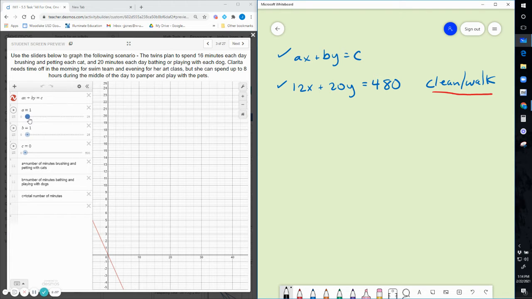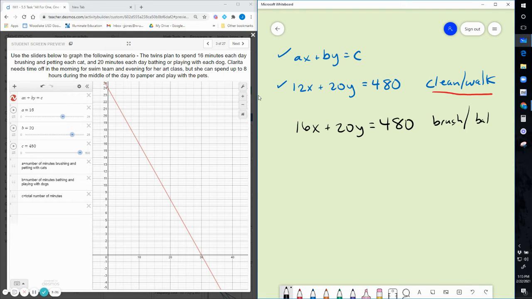All right, so since you chose A as still brushing and petting cats, that was 16. And B was 20 minutes for dogs again. And guess what? They still have another 8 hours, so it's 480 once again. Now, hopefully you realize that this equation now was 16x plus 20y equals 480. And this one is for brushing the cats, bathing the dogs, that kind of stuff. And here's the equation, right?